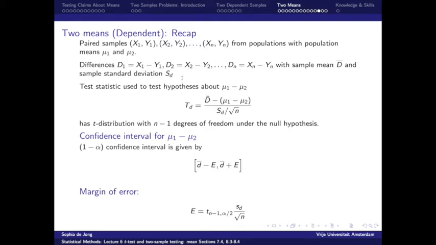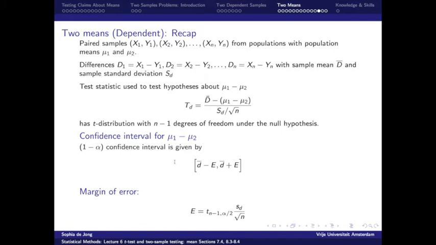Then the test statistic that you have to use to test the hypothesis about the difference of mu1 and mu2 is equal to this: the sample mean of the differences minus (mu1 minus mu2), divided by the sample standard deviation of the differences over the square root of n. This has a t-distribution with n minus 1 degrees of freedom under the null hypothesis.